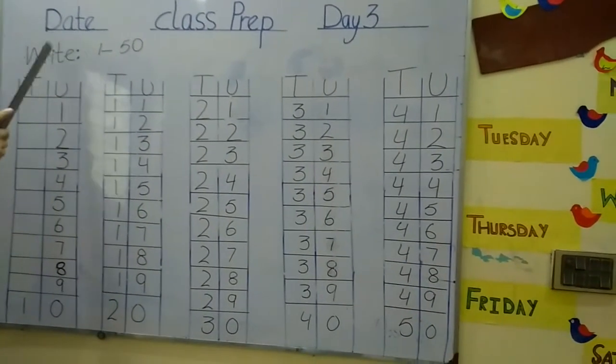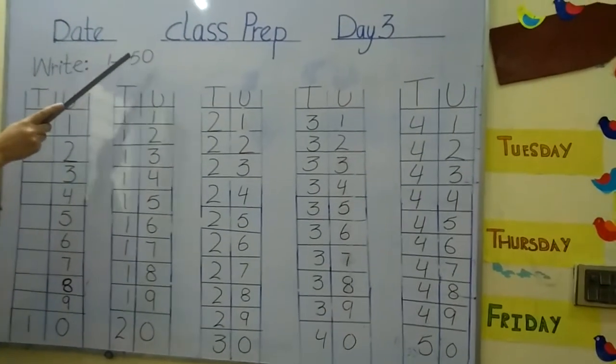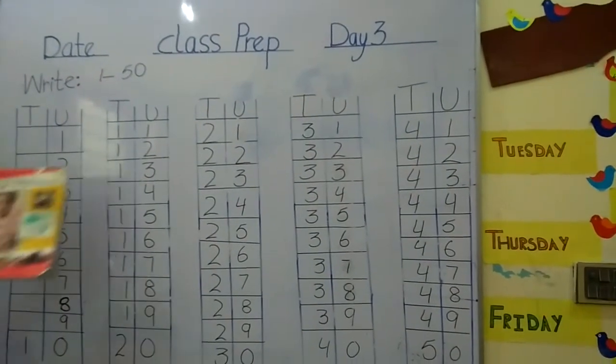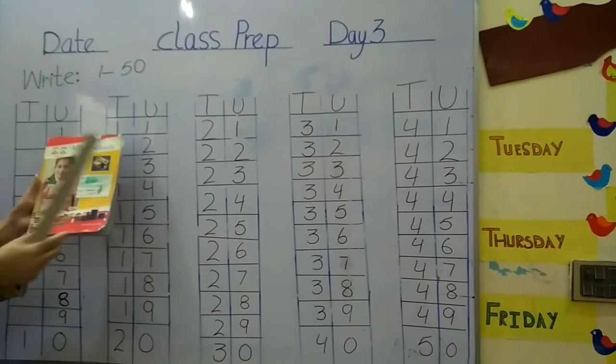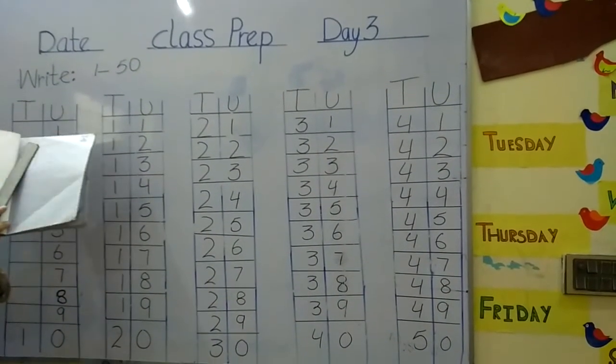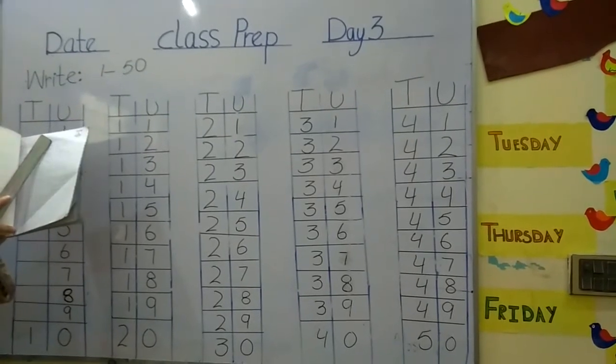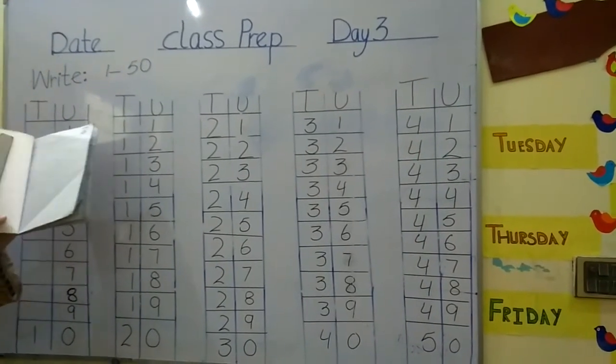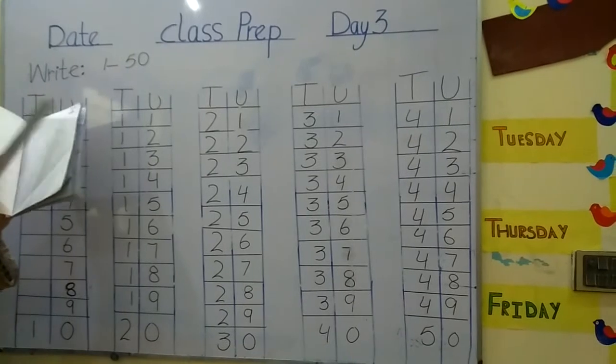Write 1 to 50 on this. This is your notebook. Open page number first. Write date, CW and day. Okay? And write 1 to 50.